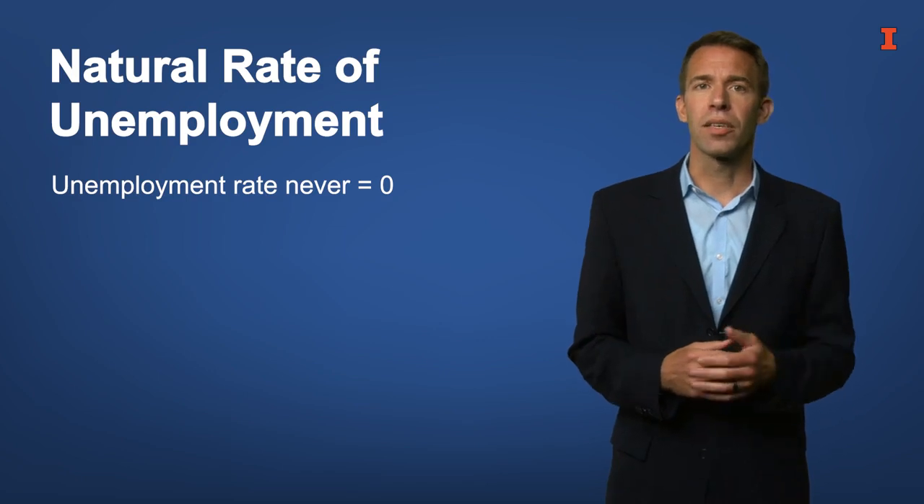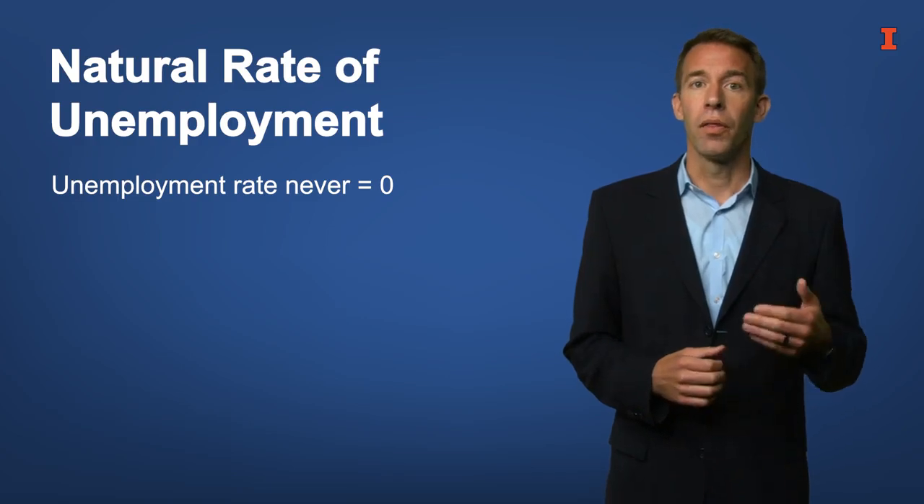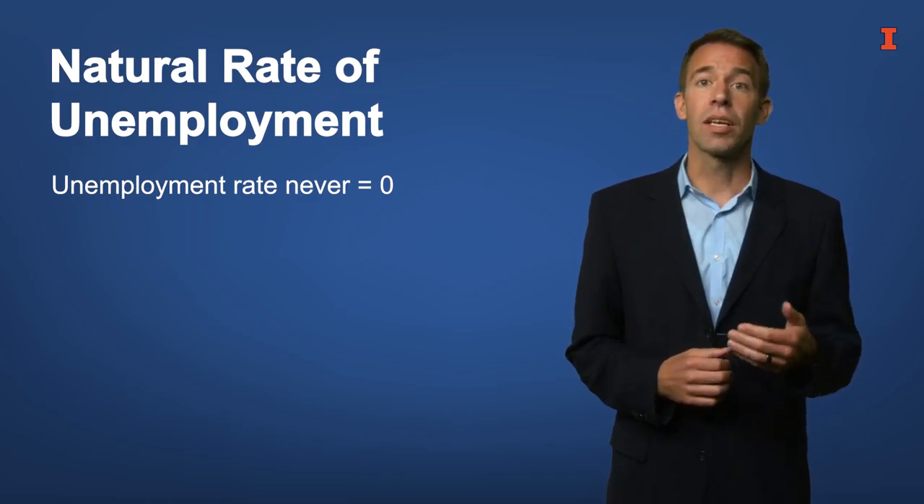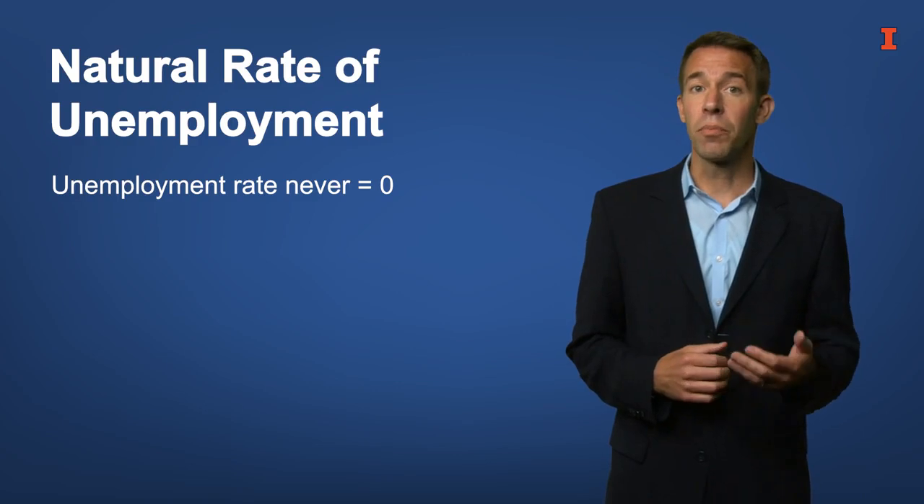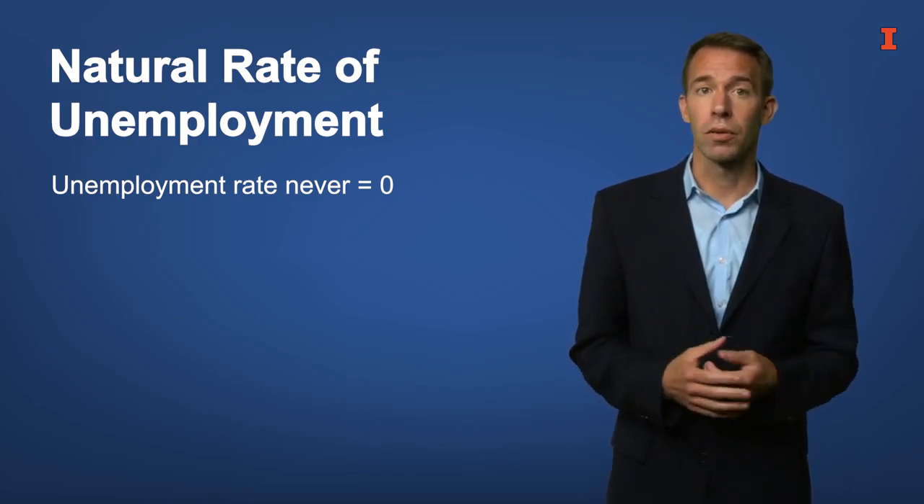Let's now ask a different question. You might be thinking, why can't central banks reduce the unemployment rate to 0? The answer is that there is a natural rate of unemployment. This means that even if the economy is at peak performance, some workers will still be unemployed.